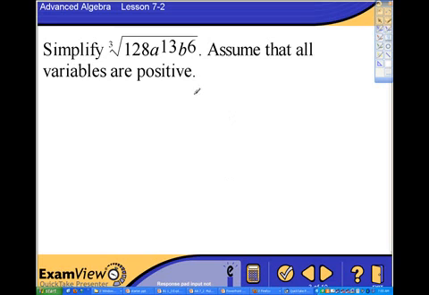So let's break this down a little bit. The cube root of 128 should be the same as the cube root of 64 times the cube root of 2. 64 times 2 is 128. The cube root of 64 is 4. So that part's going to be 4 cube root 2. Now let's look at the cube root of a to the 13th part.